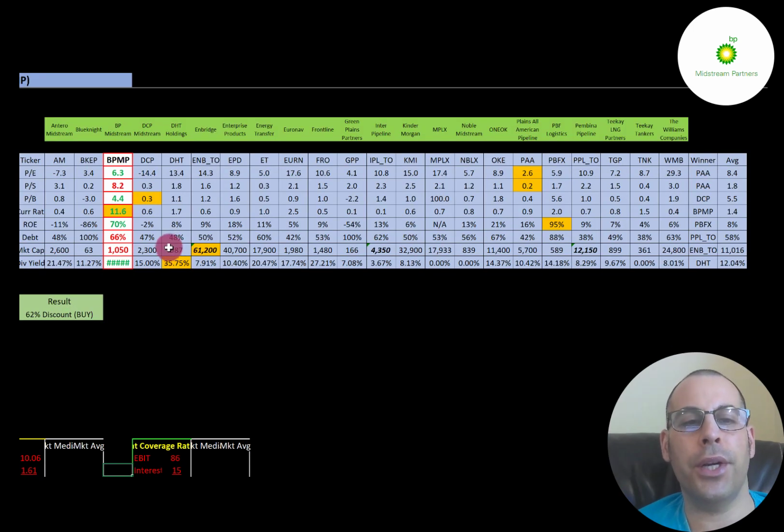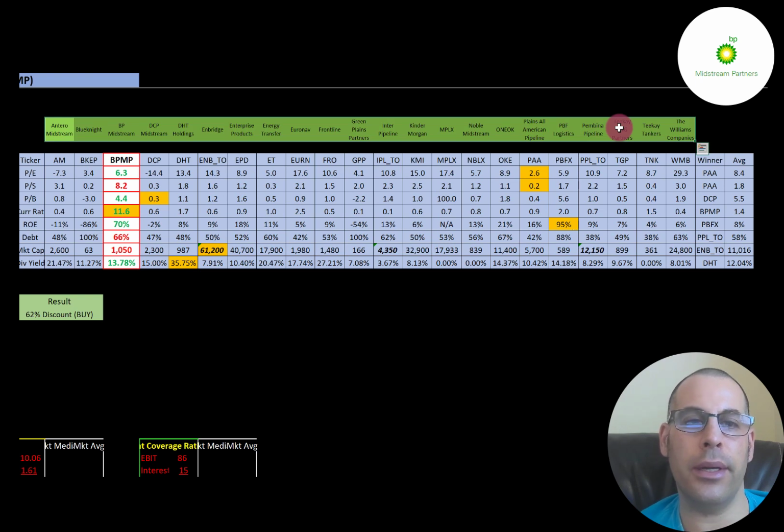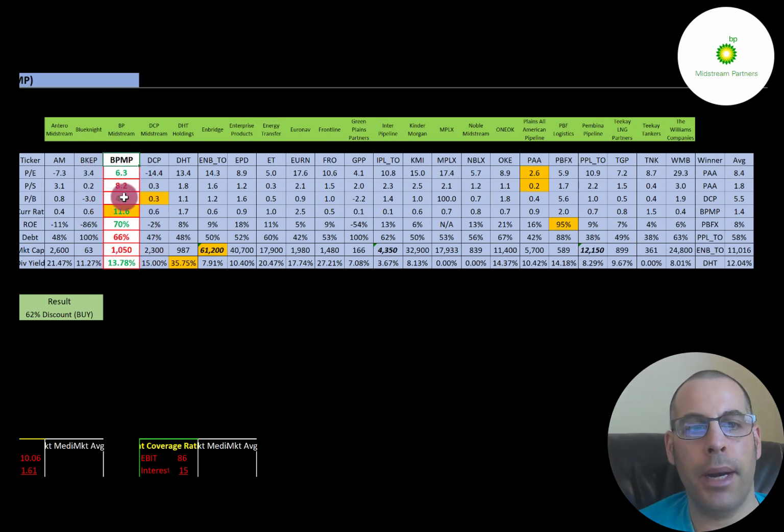The best way to look at ratios is to compare them to similar companies. I've done videos on 22 oil and gas midstream companies, and BP is here in the beginning. If they have a number in red, they're worse than the average. If they have a number in green, they're better than the average. So they are better in PE ratio. They're 6.3, average is 8.4. They're much worse in price to sales. They're better in price to book at 4.4.